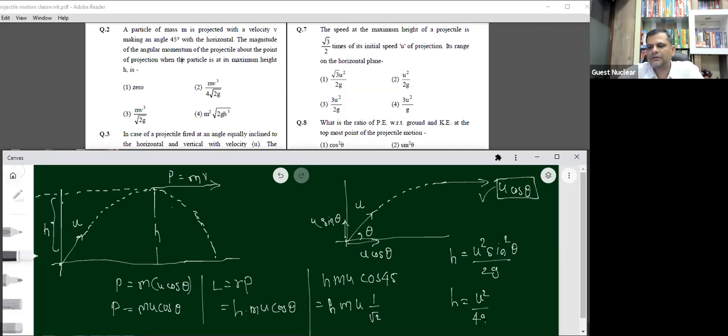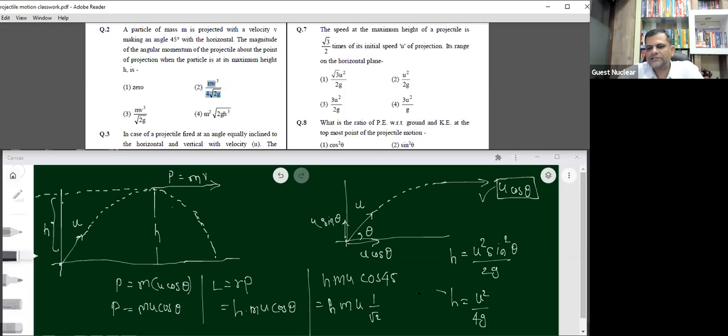Just check. And if we put this value of h here in this formula, then we can get this u cube, m u cube upon 4 root 2g, which we got yesterday. Yes, which is already there in this option number 2. Just check.